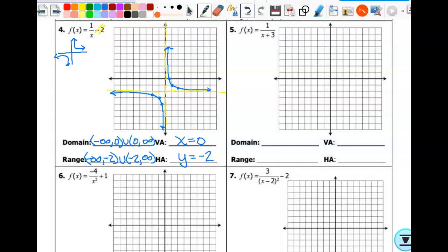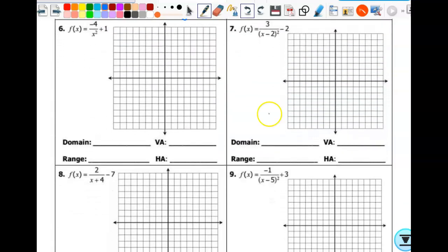Alrighty, so let's look at number 6, which is a reciprocal squared. So my parent function looks like this. To figure out my asymptotes, I still don't go left or right any, so vertical asymptote is still at x equals 0. I do go up 1, so my horizontal asymptote is at y equals 1. Okay, just pulling those straight from the equation. Then I'm going to graph those, so I got x equals 0 and y equals 1.